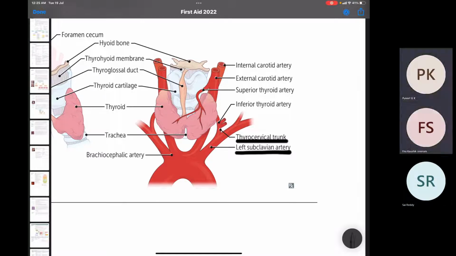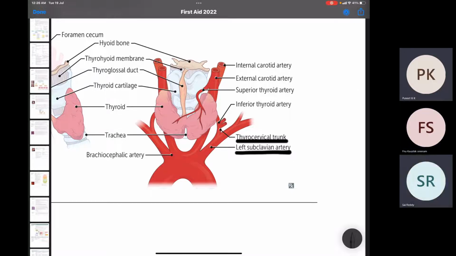Okay, tell. Venous drainage. Where does it go? Jugular vein. Internal jugular, not external jugular. Oh, so close.